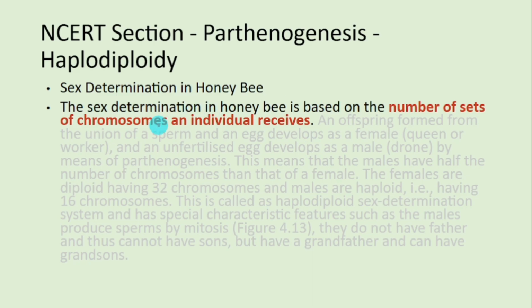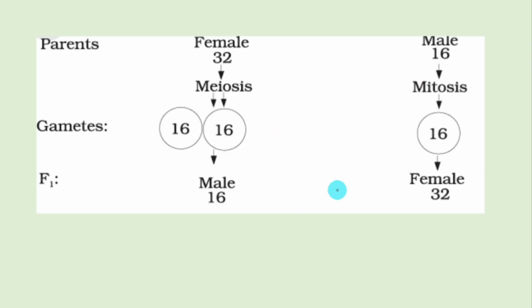Now the last category is haplodiploidy. This is seen in honeybee. So the word parthenogenesis is also associated with honeybee because the male honeybee develops without fertilization. So what is haplodiploidy? Here the sex is determined by the number of sets of chromosomes in an individual. This statement will be easier to understand through this flowchart.